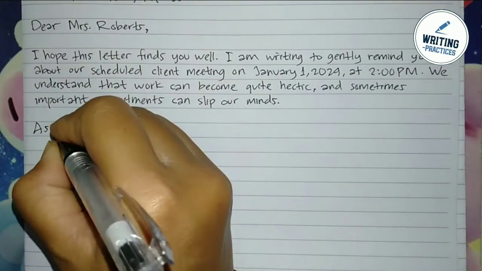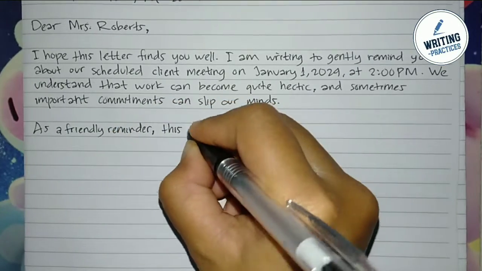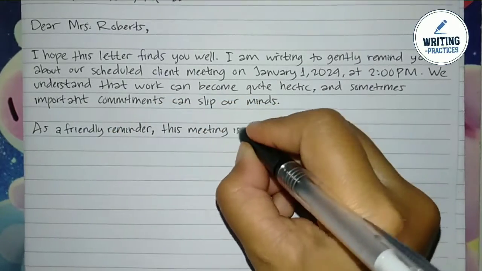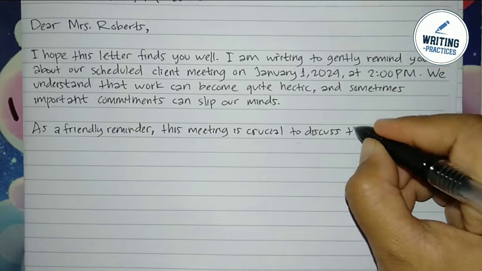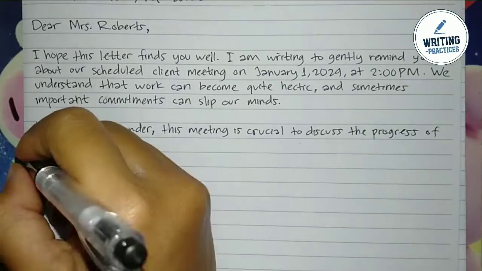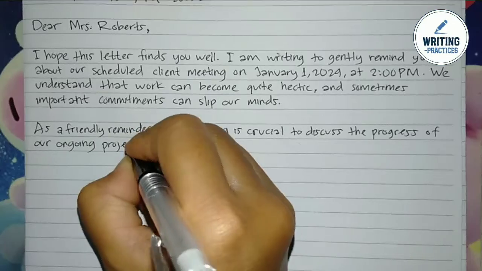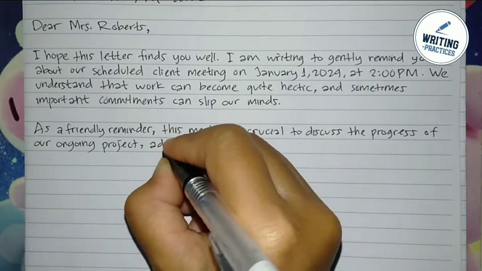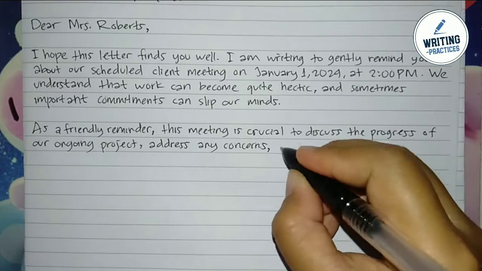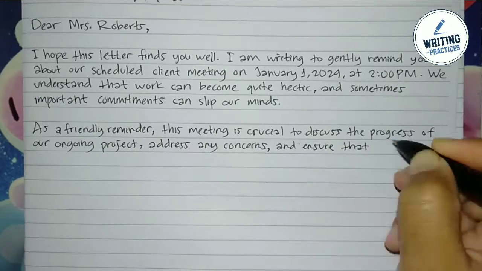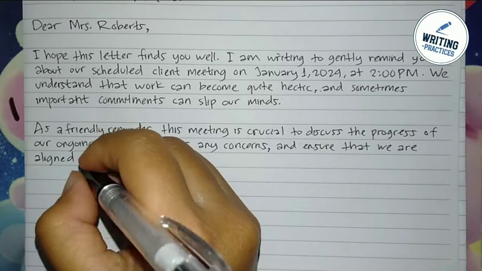In the second paragraph, this is where you talk about the importance of the meeting or the event. Of course, it is highly recommended that you emphasize the significance of the meeting and its purpose. And here is how you write it. "As a friendly reminder, this meeting is crucial to discuss the progress of our ongoing project, address any concerns, and ensure that we are aligned on the next steps." The recipient may forget, and writing the urgency of attending the event is really necessary.